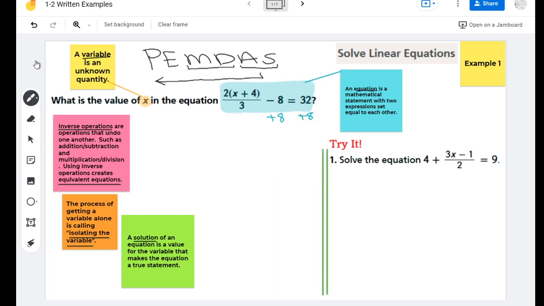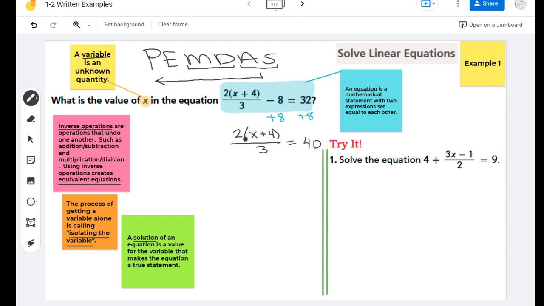The reason why I like to isolate this fraction or to get it alone is because I could multiply by 3 to get rid of the division of 3 that's here. And if I were to do it before I moved that 8 over and got 40, people tend to forget to multiply the 3 to this minus 8. So that's my attempt to kind of get rid of that chance.